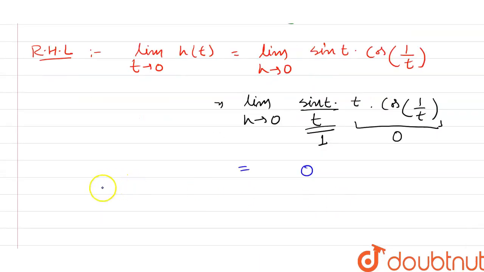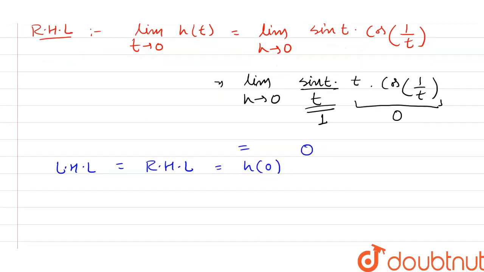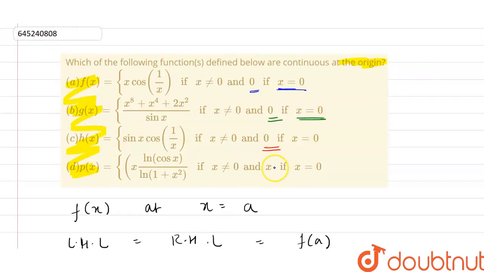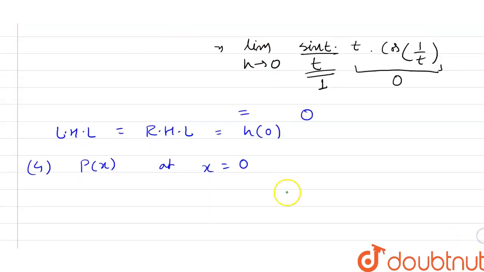So from here we can say that the left hand limit is equal to the right hand limit is equal to h of 0. So this is also continuous. Now if we solve the fourth part, we have p of x at x is equal to 0. Sorry guys, a minor mistake here, it is not x, it is 0. So we are given p of 0 is equal to 0.